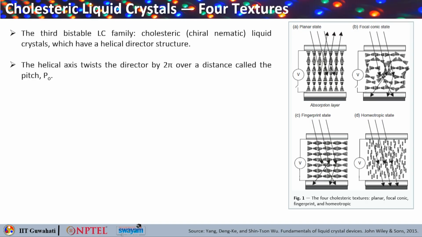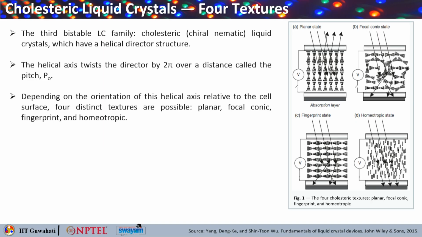previous lectures. So here let us define the pitch, that is P naught, carefully as the distance along the helical axis over which the director basically completes a full 2 pi twist. This single parameter sets the color of the light the material reflects, and that will be developed further in the next few slides. Now, depending on the orientation of the helical axis relative to the cell surface, 4 distinct textures are basically possible.